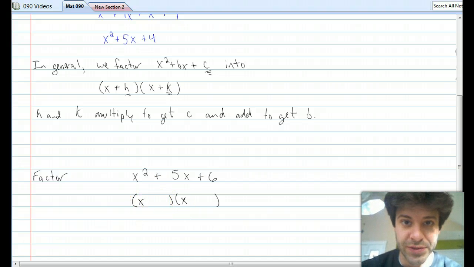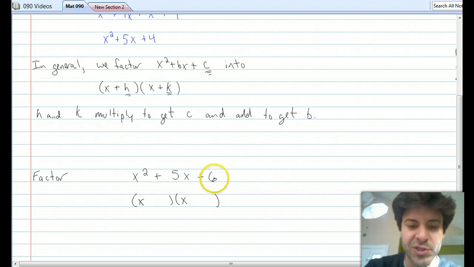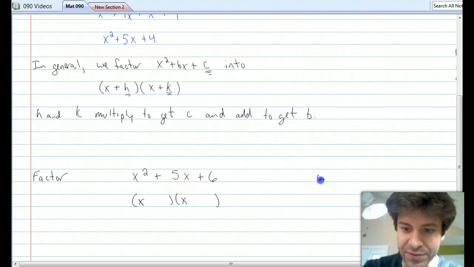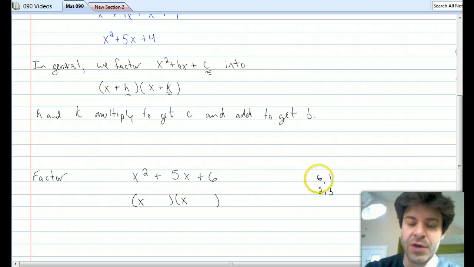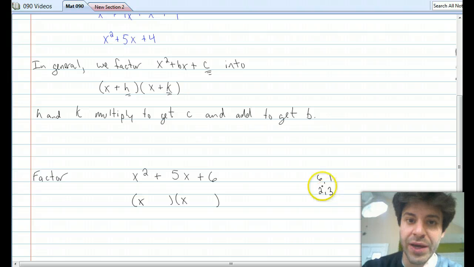Now we need two numbers that are going to multiply to get 6. Two numbers go here and here that are going to multiply to get 6. So our options are 2 and 3 and 1 and 6. Those are really only the good options we have. Those two numbers also have to add to get 5. So let me put our options over here. We have 6 and 1 and 2 and 3. Now if we use 6 and 1, those don't add to 5, but 2 and 3 do add to 5.